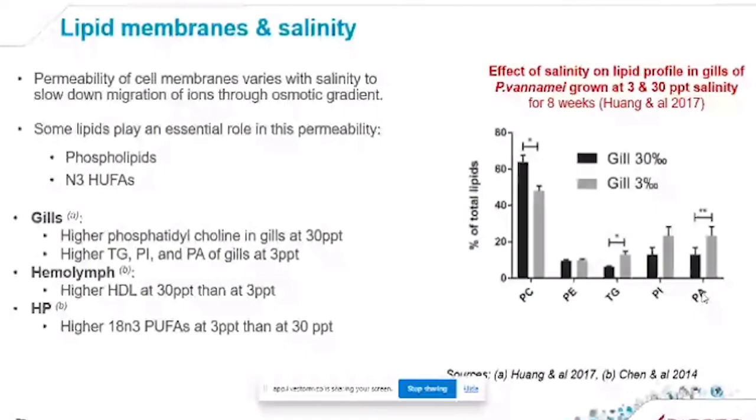Similarly, in the hemolymph, the study found that at 30 ppt, you had higher levels of HDL lipoproteins than at 3 ppt. Interestingly, at 3 ppt, the 18 omega-3 fatty acids, just 18, not EPA, DHA, but 18 omega-3 fatty acids were higher at 3 ppt salinity than at 30 ppt salinity.